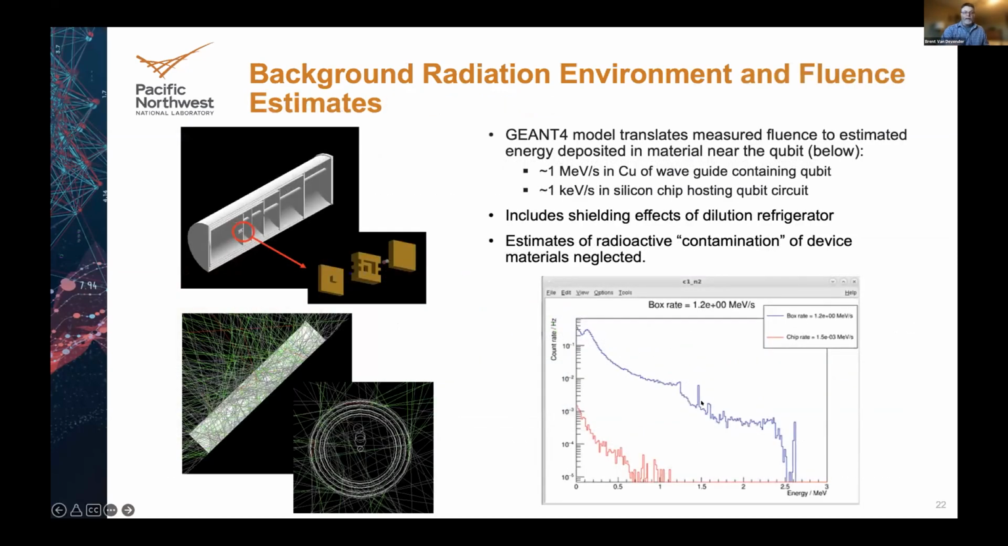With that in hand, we can take the known radiation environment and use a tool that's standard in our field called GEANT4, which simulates the transport of radiation, includes effects like material shielding. So you actually get pretty good shielding just by being in a dilution refrigerator, and it can help us estimate the doses to the device.